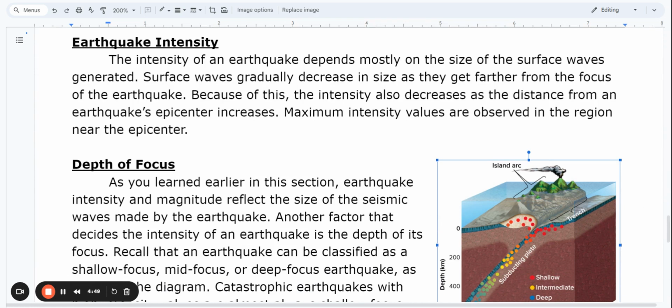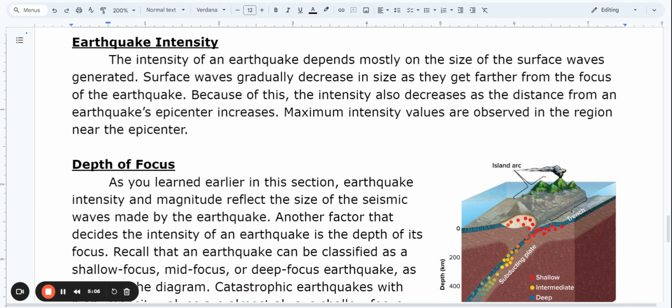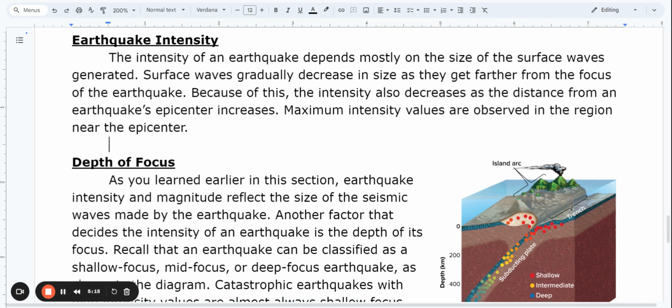Earthquake intensity. The intensity of an earthquake depends mostly on the size of the surface waves generated. Surface waves gradually decrease in size as they get farther from the focus of the earthquake. Because of this, the intensity also decreases as the distance from an earthquake's epicenter increases. Maximum intensity values are observed in the region near the epicenter.